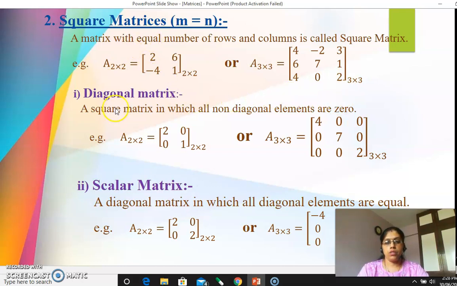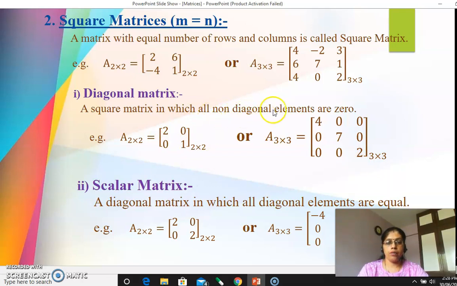Now the subtypes of square matrices are, the first one is diagonal matrix. A diagonal matrix should first of all be a square matrix. So a square matrix in which all non-diagonal elements are 0 is called a diagonal matrix. First of all, it should be a square matrix, meaning rows and columns should be equal. So let us consider a 2 by 2 and a 3 by 3 matrix. So what is that additional condition?